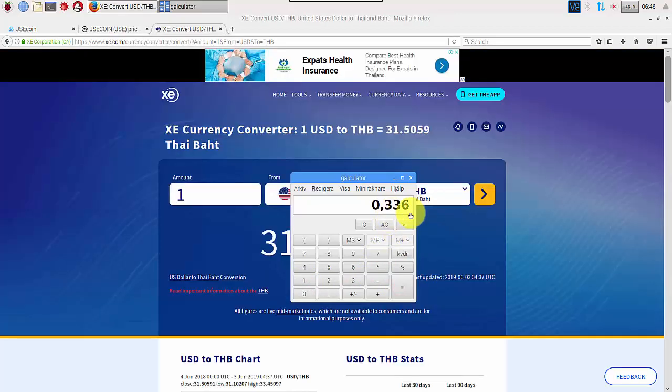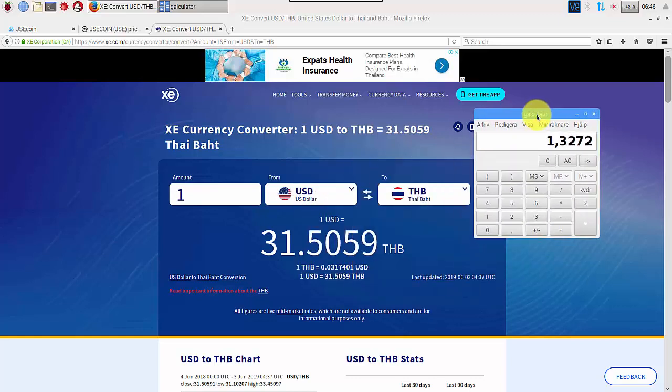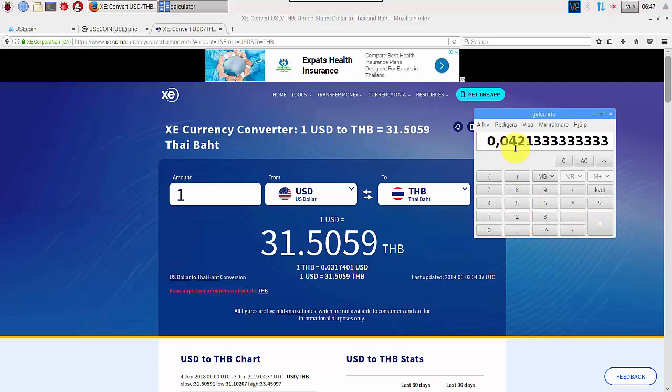So this is it, and I have used this much in kilowatts, and the price for 1 kilowatt in Thai baht is 3.95, so multiplied over 3.95. So I spent 1.33 baht in electricity. So let's see what that is in dollars. I think I have to divide it by 31.5. So I have spent 4 cents in electricity here in Thailand.